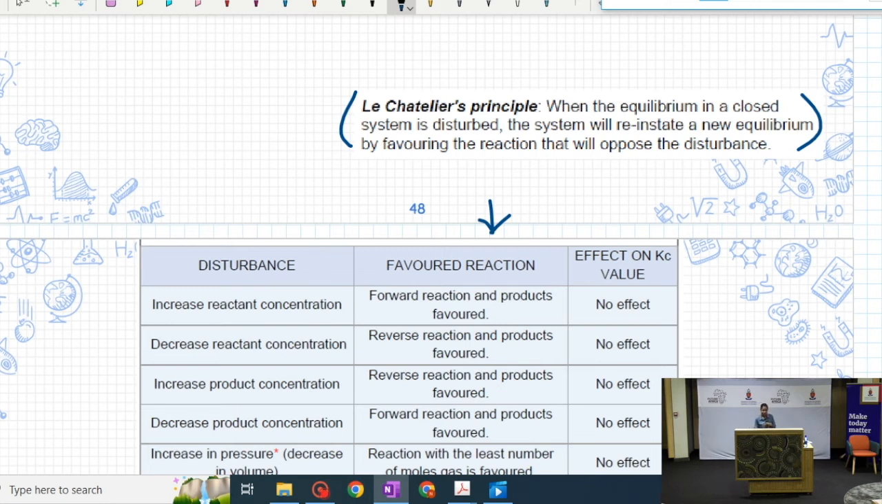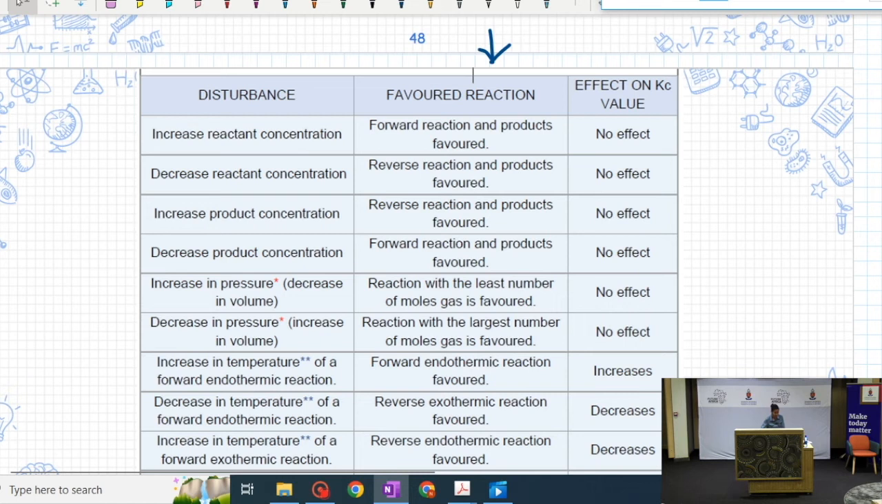Some of you, like I just said, go and restate Le Chatelier's principle, and then tell me which reaction is going to be favored. Some of you missed that as well. Normally 3 marks. Remember your bullet points.